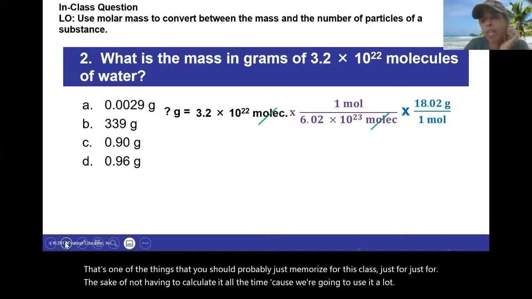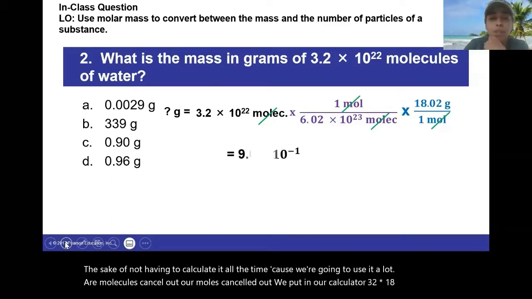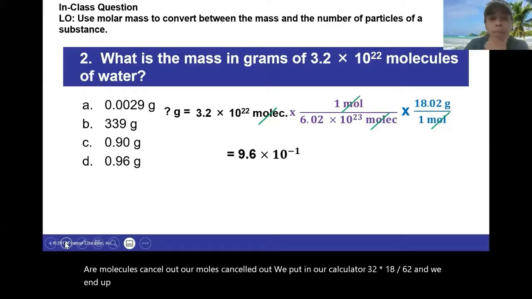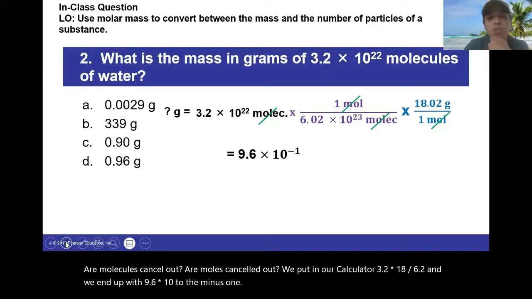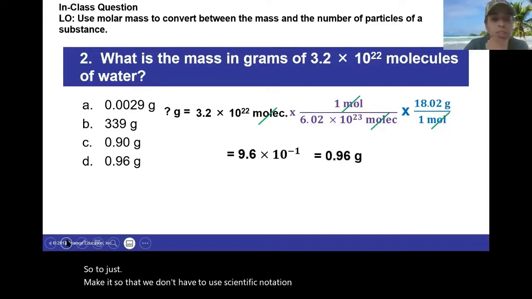Our molecules cancel out, our moles cancel out. We put in our calculator 3.2 times 18 divided by 6.02, and we end up with 9.6 times 10 to the minus 1. So to just make it so that we don't have to use scientific notation, we would use D, 0.96 grams.